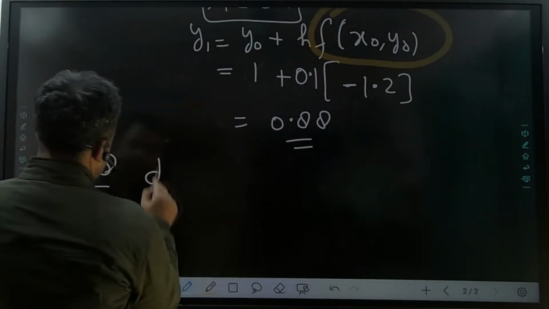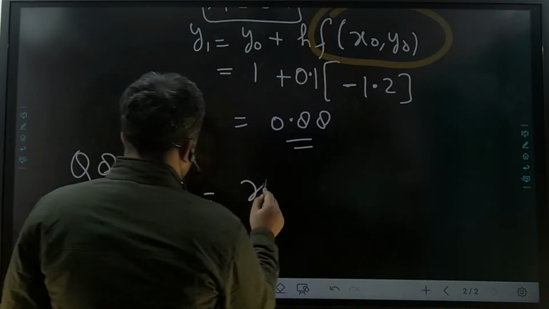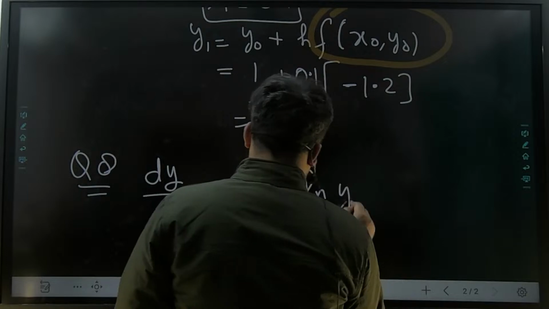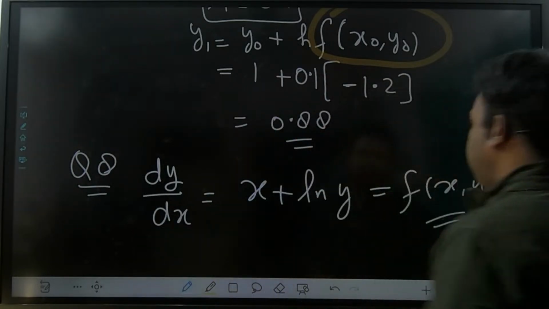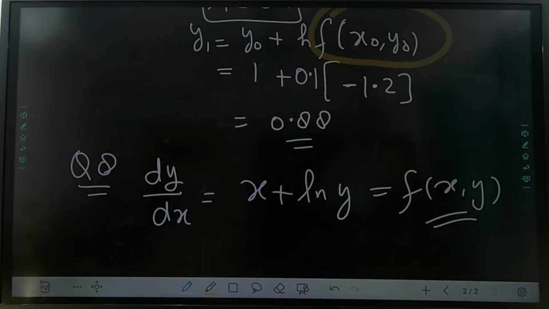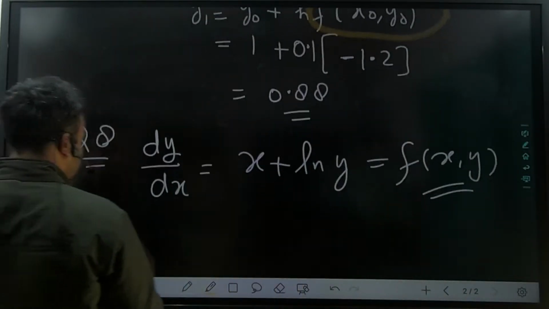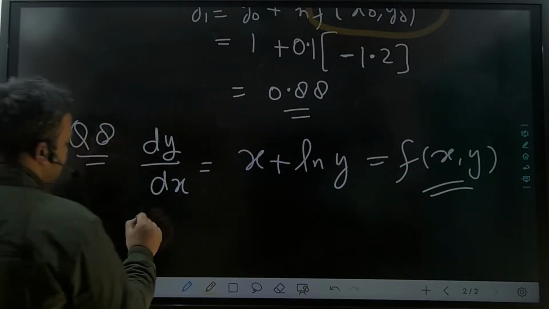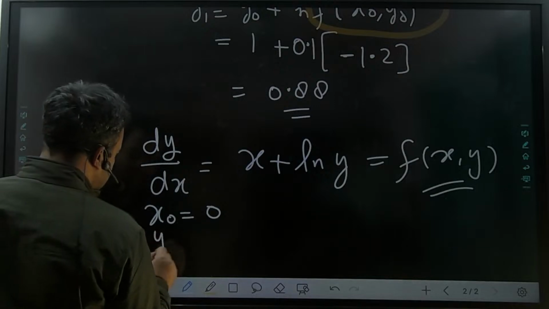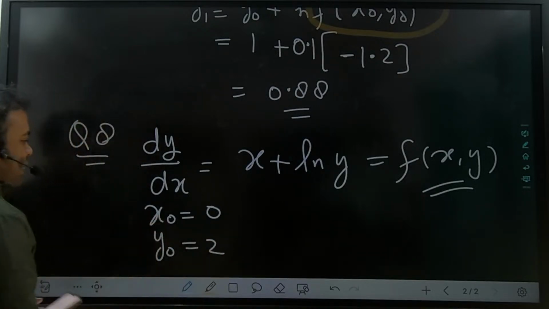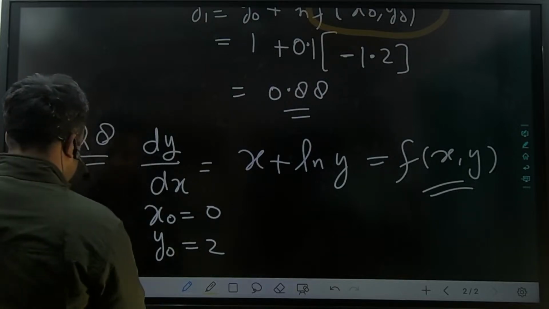We have been given dy by dx as some function of x and y, that is equal to x plus log y. Right? Now, if you see, some condition is given: y is equal to 2 when x is equal to 0. So the initial condition has been given to me. When x0 is equal to 0, my y0 has been given as 2. Whatever initial condition is there, I will represent by naught, x0 and y0.